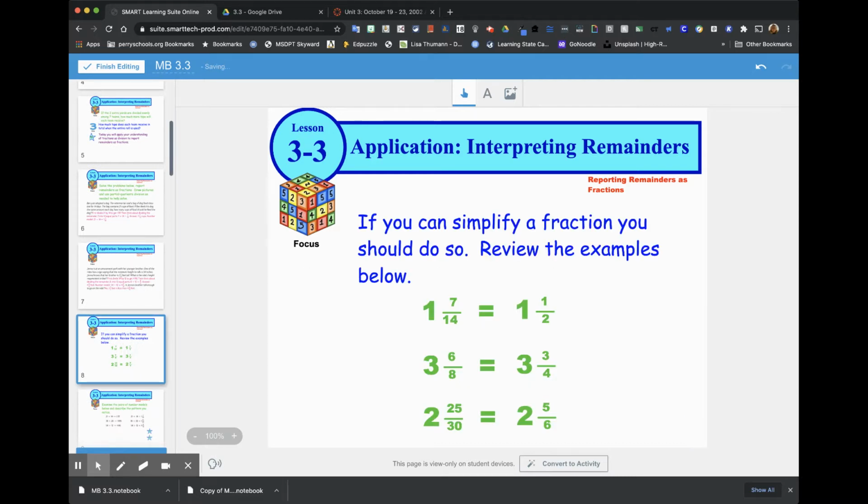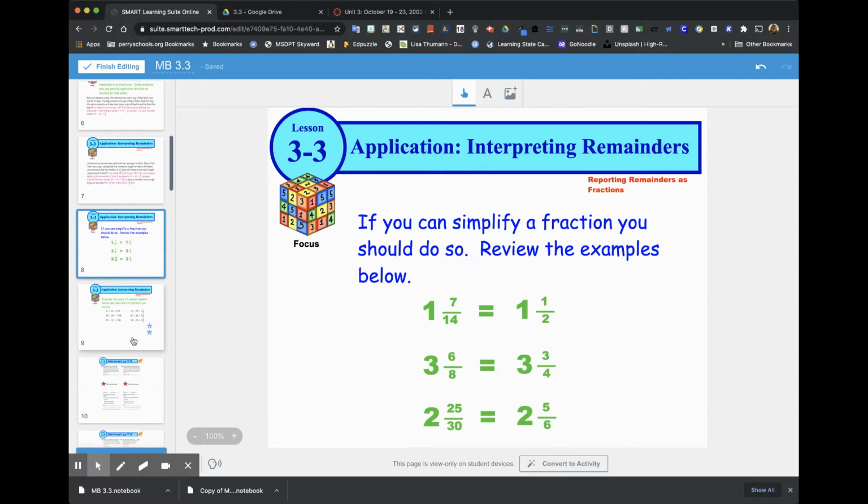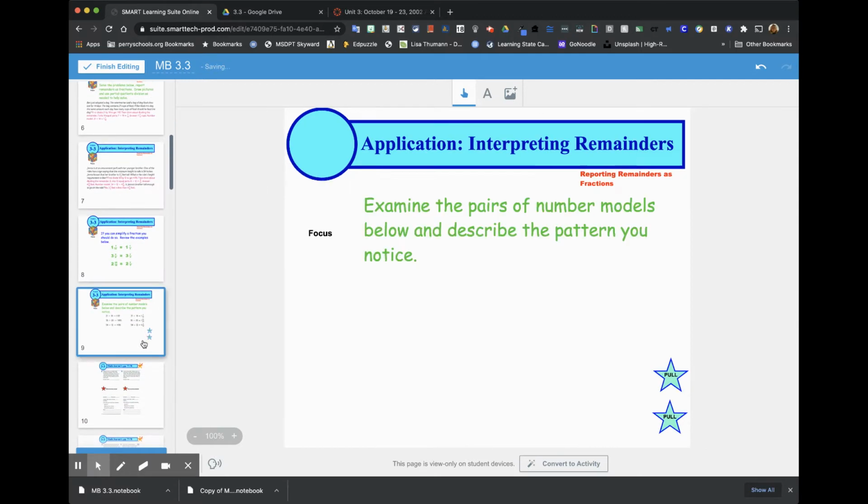So if we can simplify a fraction, we should do that. Okay. So here are some examples. 1 7/14 should be reduced or simplified down to 1 1/2. 3 6/8 would be reduced down to 3 3/4. 2 25/30, 2 5/6. Notice these are easier mixed numbers to work with. Mixed numbers should be reviewed from lesson 2.